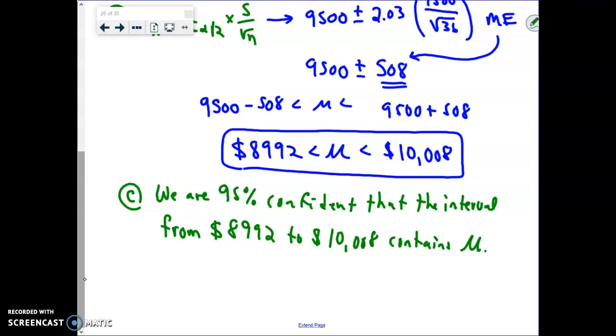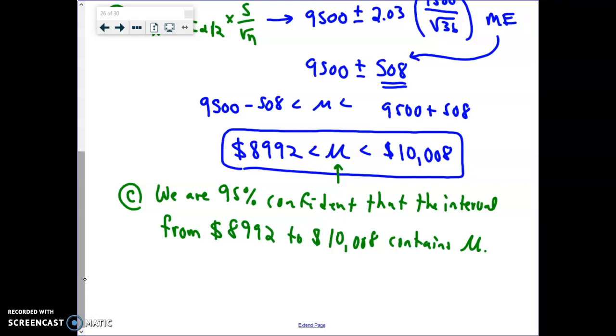Now, again, we're estimating the population mean, so sometimes when people construct the interval, they'll put X bar here. Well, we already know what X bar is. We already know what our sample mean is. You're estimating the population mean. All right, so make sure you understand that. So again, we are 95% confident that the interval from $8,992 to $10,008 contains the true population mean mu.